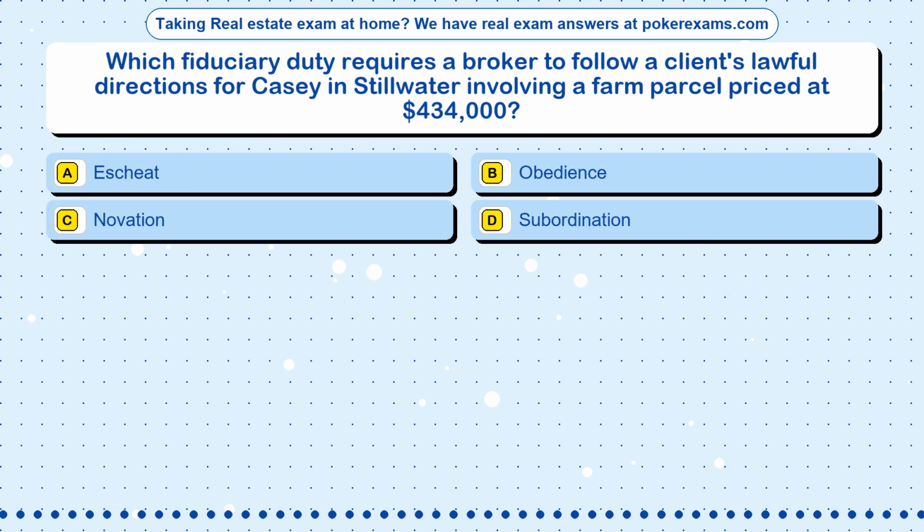Question 6. Which fiduciary duty requires a broker to follow a client's lawful directions for Casey and Stillwater involving a farm parcel priced at $434,000? Option A, accounting. Option B, obedience. Option C, novation. Option D, subordination.